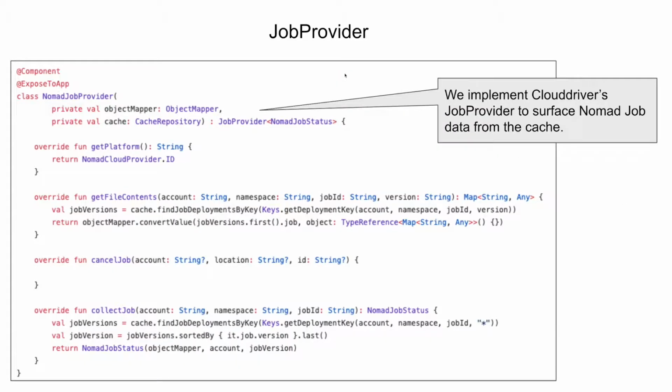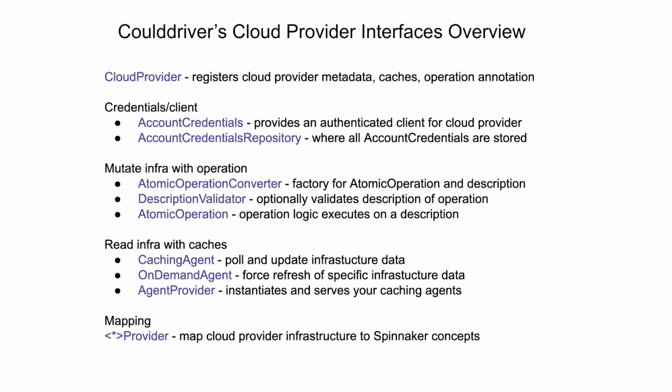So this Nomad job provider implements Clouddriver's job provider, and it surfaces the Nomad job data that we just got from the cache. These providers are ultimately used by controllers in Clouddriver to surface cloud provider data in a consistent way. Implementing this maps the Nomad job to the Spinnaker concept of a job.